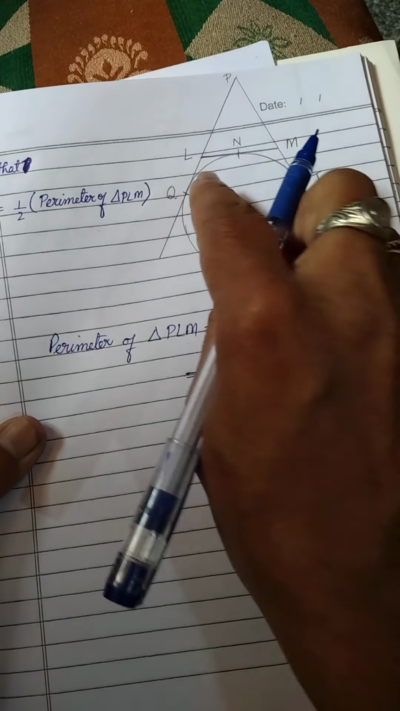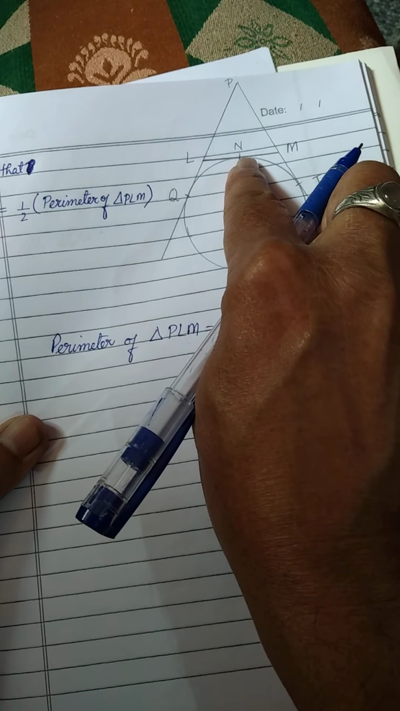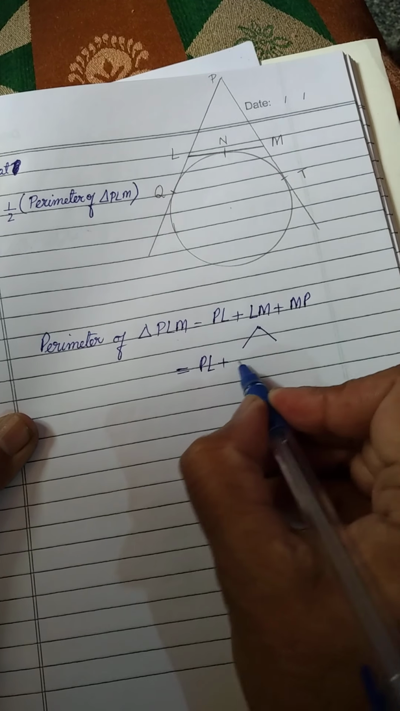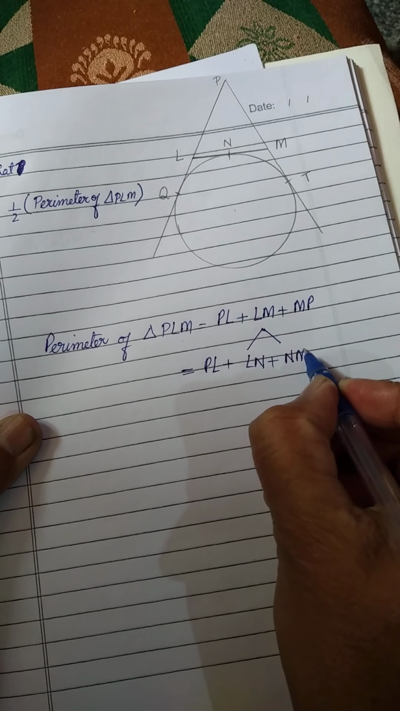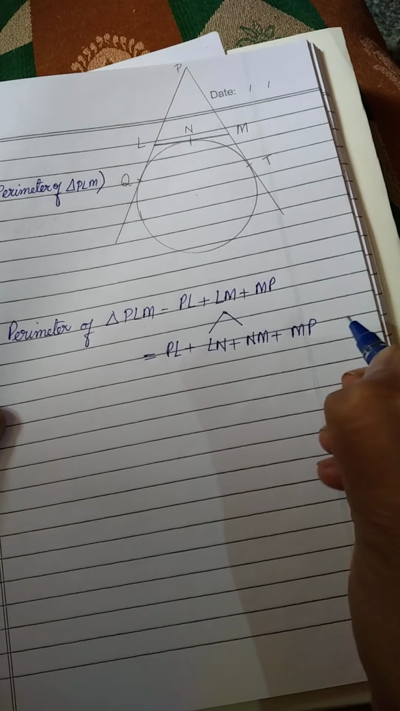PL, and here we have LM. It can be split in two parts, LN and MN. We can split it in two parts, LN plus NM, and that third one will be written as it is, MP.